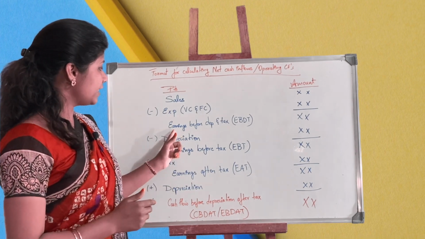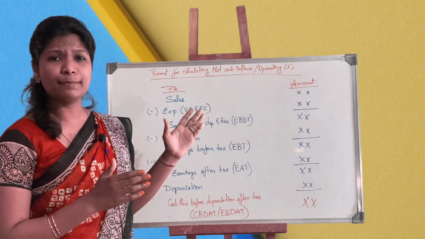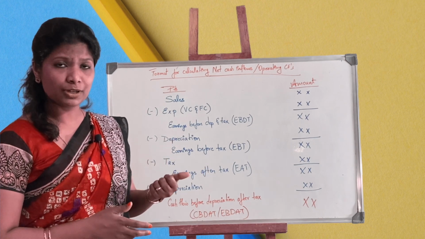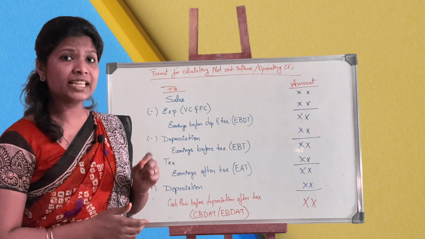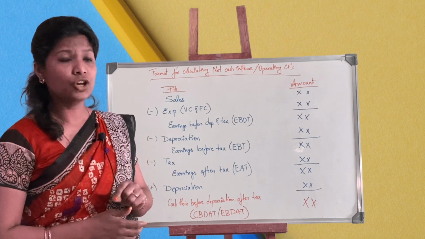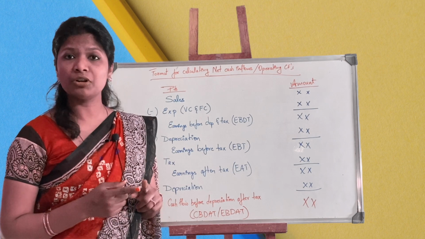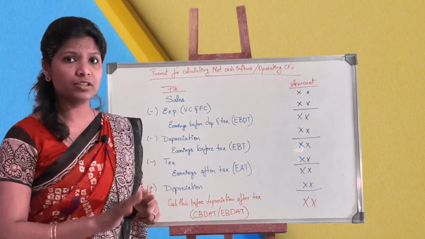Now here, if you can see, it's called earnings before depreciation and tax. So this is the basic earnings of the company. From the sales I've deducted variable cost and fixed cost. What I arrive at is called earnings before depreciation and tax. So from this earnings, I have not charged depreciation, I have not charged tax. That is why it's called earnings before. Got it? I have not charged both.